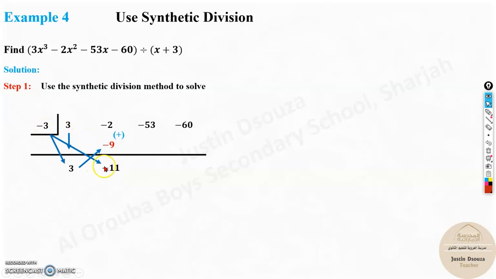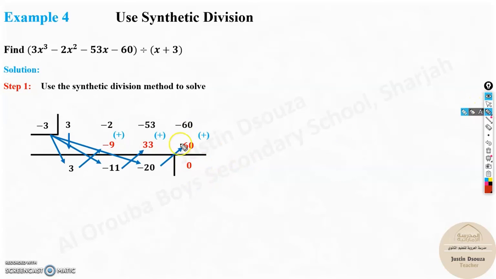Do the same thing. Multiply minus 3 with this answer over here. Negative times negative becomes positive. 3 times 11 is 33. Add them up. You'll have 20. Now multiply it with negative 3. You will get positive 60. And the remainder is 0.